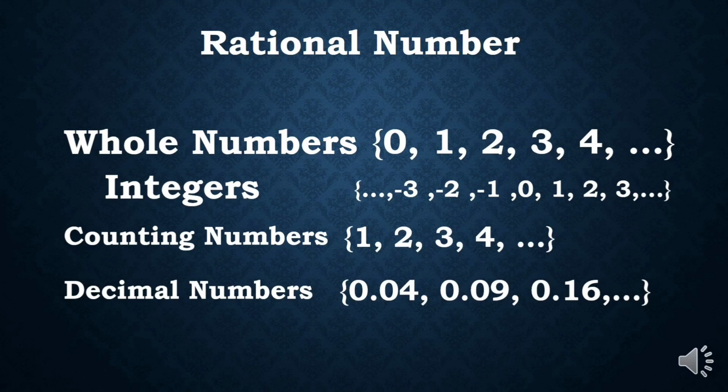Whole numbers are also rational numbers. Those numbers 0, 1, 2, 3, 4. Integers can be rational numbers, as well as counting numbers and decimal numbers.